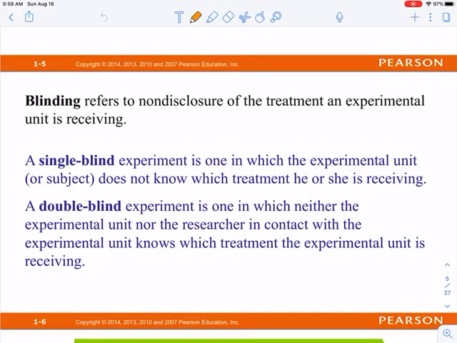In a double-blind experiment, the experimental unit and the researcher in contact with that experimental unit don't know which treatment the experimental unit is receiving either. You're going to see, because if you are doing a single-blind study, the researcher can influence the opinion of your subject.